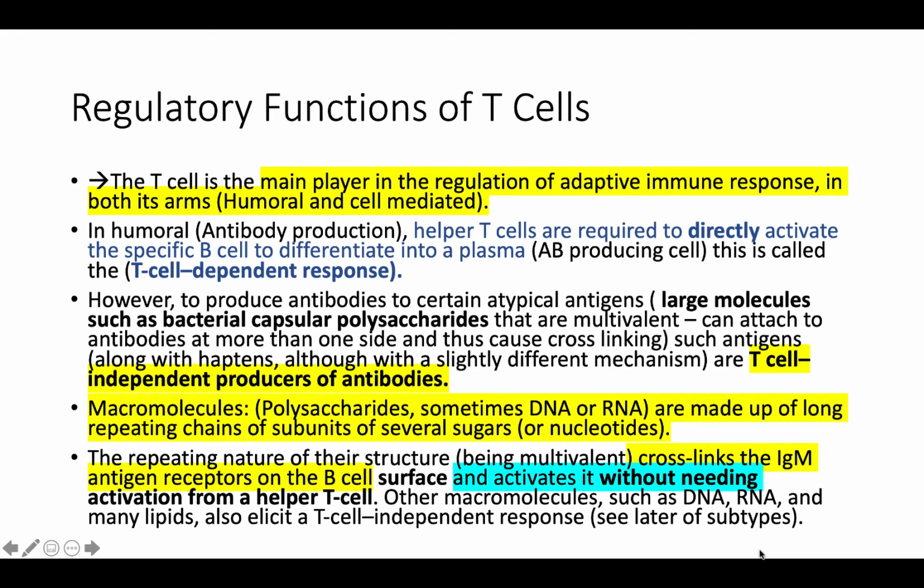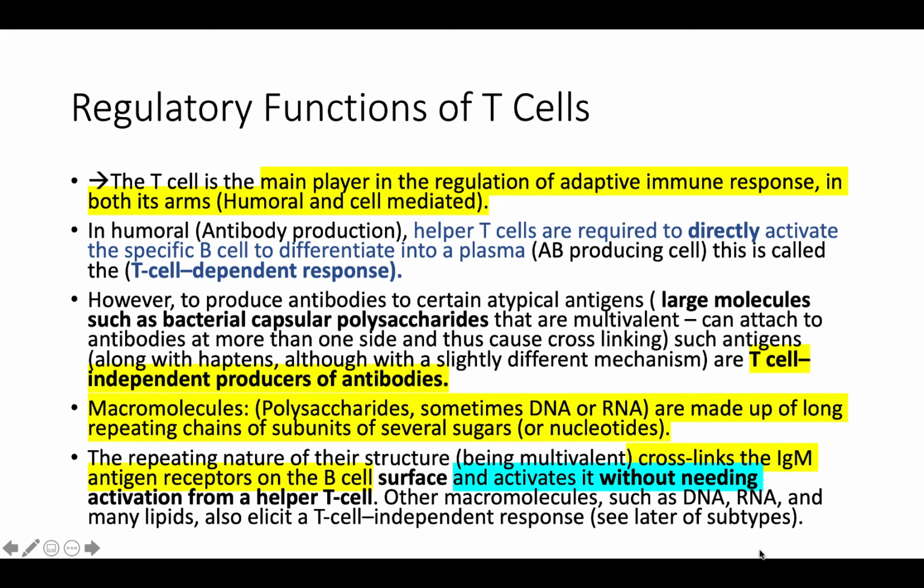So the T cell is the main player in the regulation of the adaptive immune response in both its arms, as we know. Helper T cells are required to directly activate specific B cells to differentiate into plasma cells, to produce antibodies to certain atypical antigens, for example large molecules, such as capsular polysaccharides that are multivalent. They can attach to antibodies at more than one site and can cross-link them. Such antigens, along with haptens with a slight difference, need T cell independent production of antibodies.